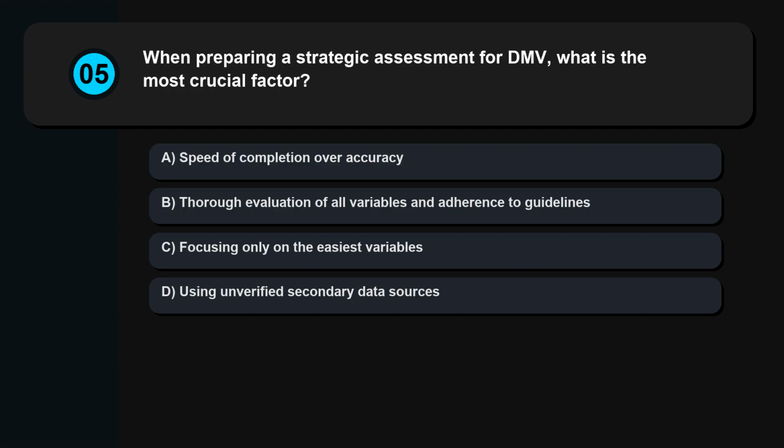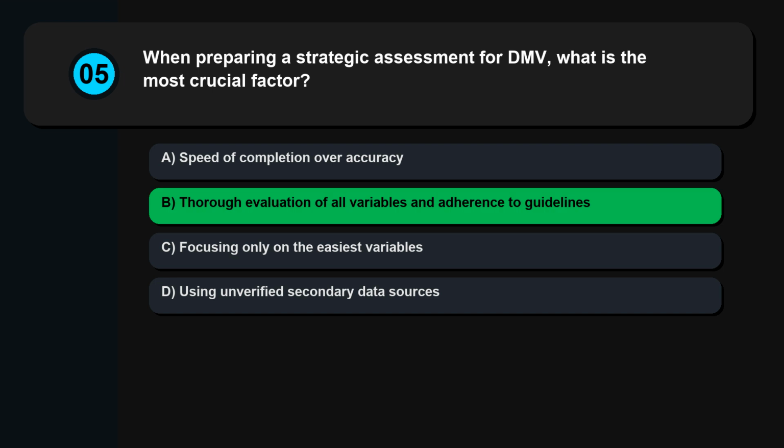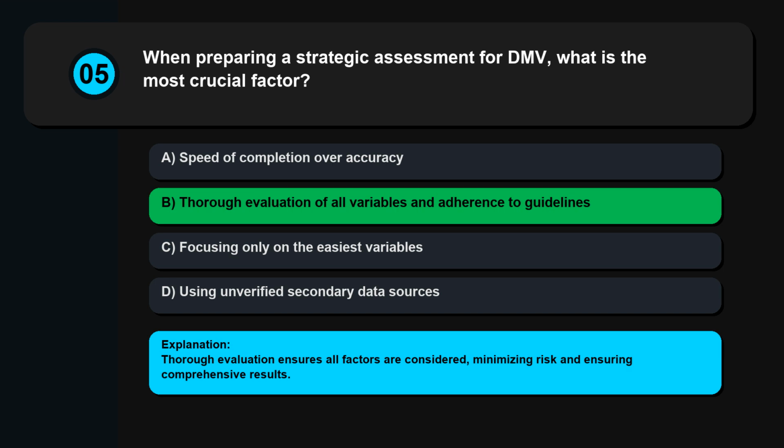Question 5. When preparing a strategic assessment for DMV, what is the most crucial factor? Speed of completion over accuracy, thorough evaluation of all variables and adherence to guidelines, focusing only on the easiest variables, using unverified secondary data sources. Thorough evaluation ensures all factors are considered, minimizing risk and ensuring comprehensive results.